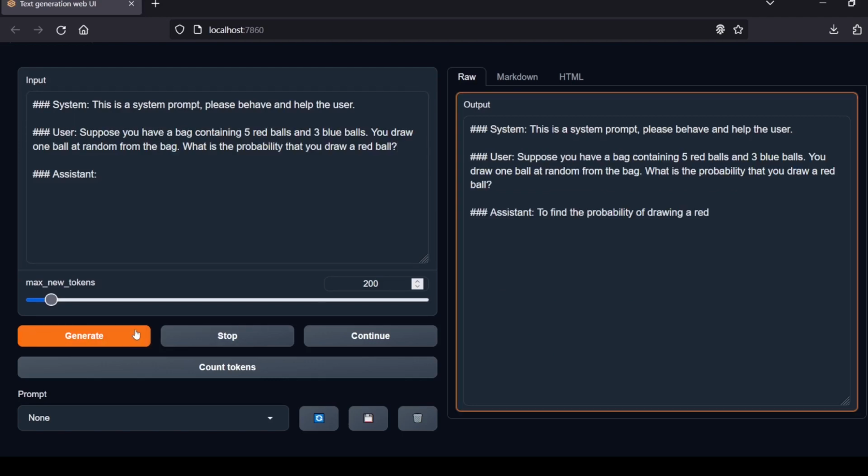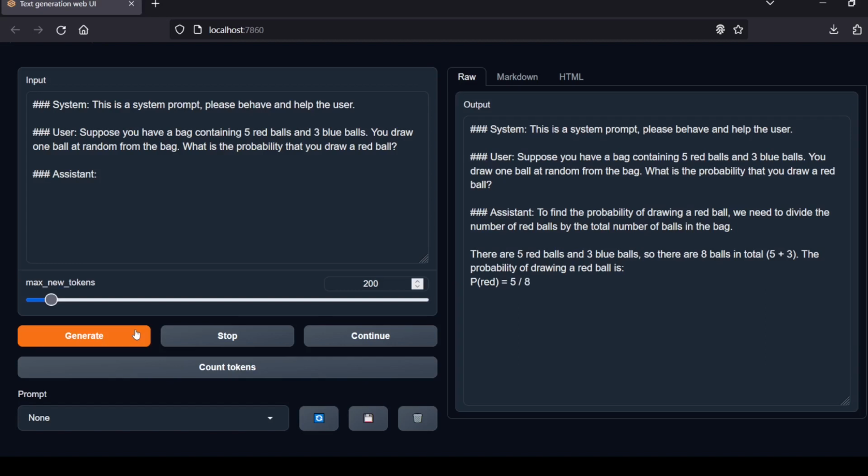What is the probability of drawing a red ball from a bag with 5 red balls and 3 blue balls? The model calculated the correct probability of 5/8 for drawing a red ball from the described bag. Good application of probability concepts. Lab rating, pass. Next question.